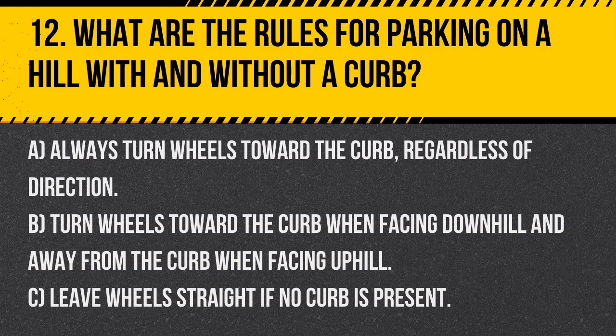Question 12. What are the rules for parking on a hill with and without a curb? A. Always turn wheels toward the curb, regardless of direction. B. Turn wheels toward the curb when facing downhill and away from the curb when facing uphill. C. Leave wheels straight if no curb is present.